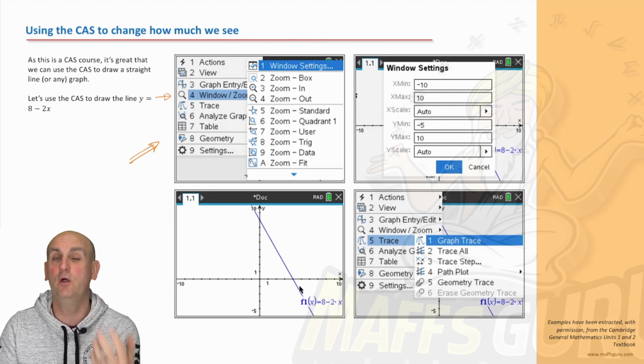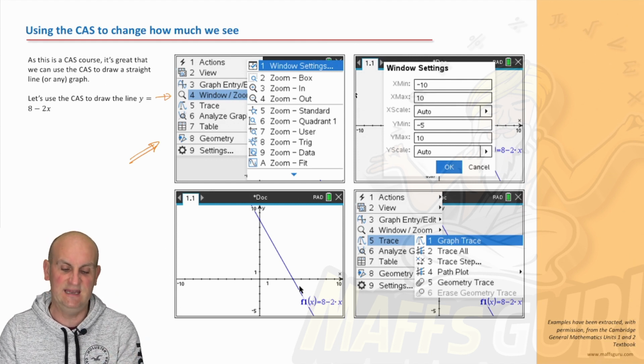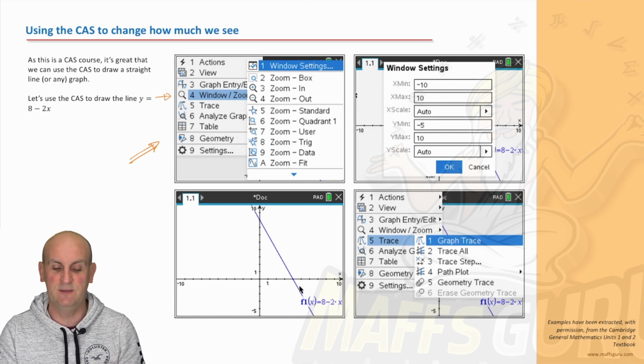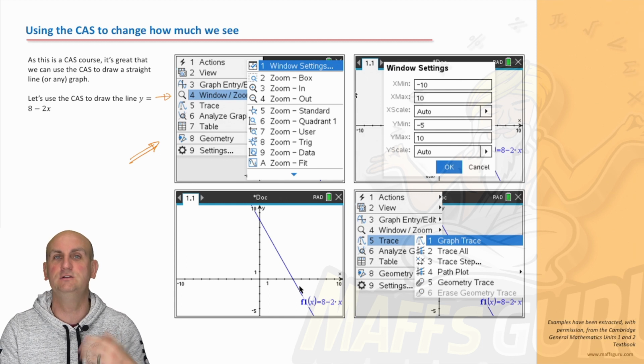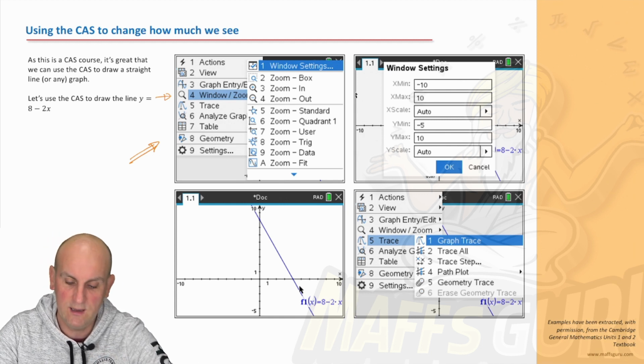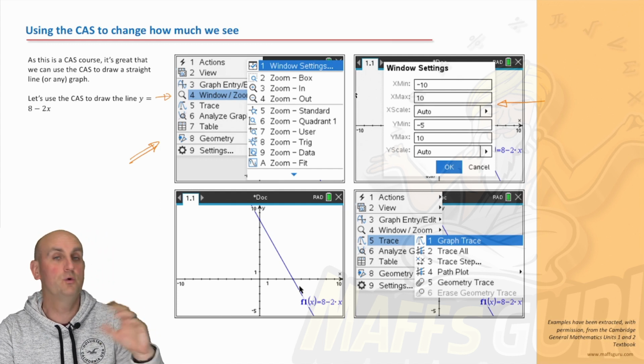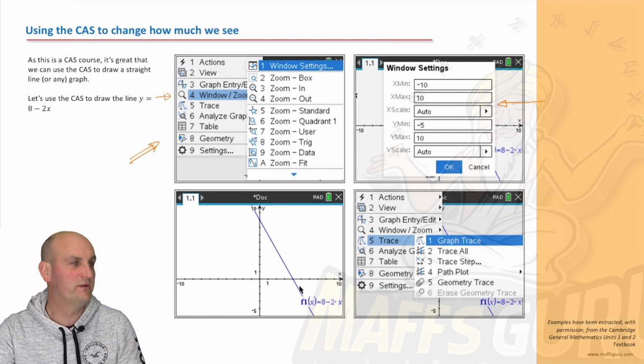And you'll notice they give you lots of different settings there. Box, in, out, standard. Most of these I don't use. Sometimes I use the zoom in, sometimes I use the zoom out. But in many cases, I want to actually do the settings myself. So I hit 1, and you'll notice up comes this dialog box here. Now it'll auto-populate the values, it'll probably be decimals.